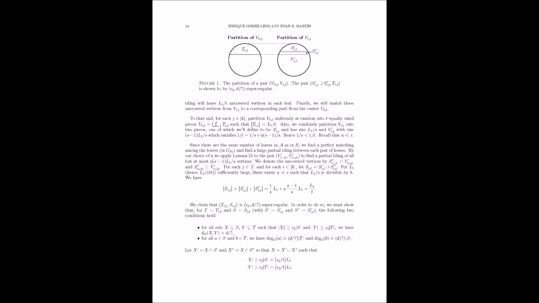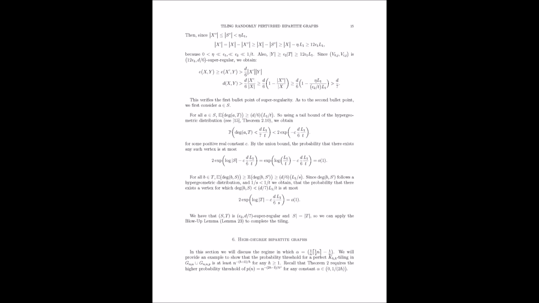More precisely, if you look at any two large subsets of these two sets, the density of edges between them is about the same as the density of edges between the whole sets. Okay, so it's kind of like saying that the edges are evenly distributed? Right. Okay. And then what's a superregular pair?